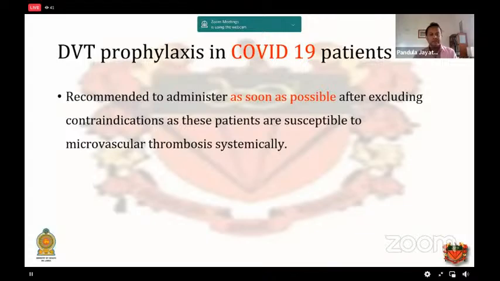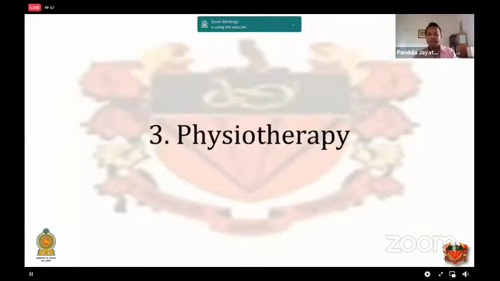And when we think about COVID-19 patients, we administer DVT prophylaxis as soon as possible because they are known to have microvascular thrombosis systemically. So all the patients are given DVT prophylaxis unless there is an absolute contraindication.